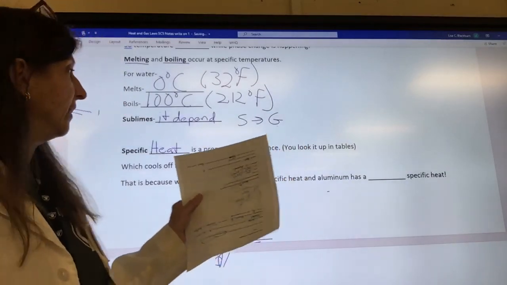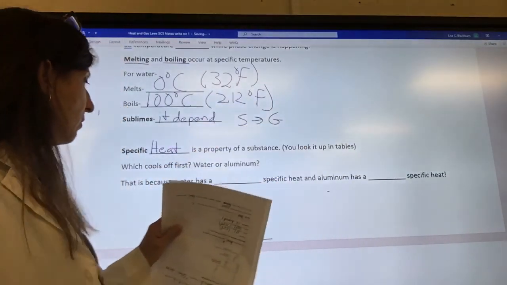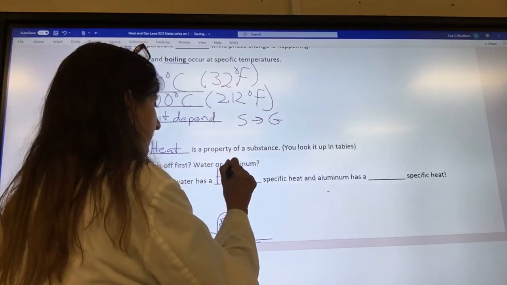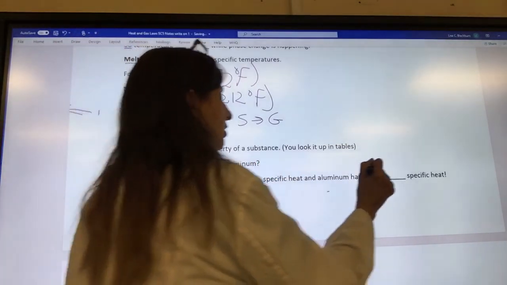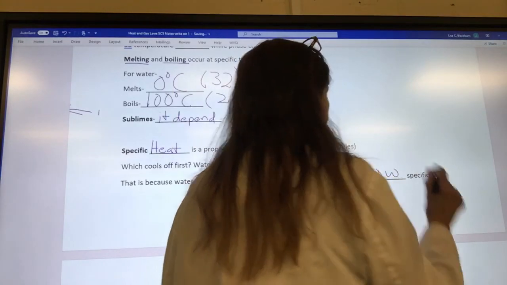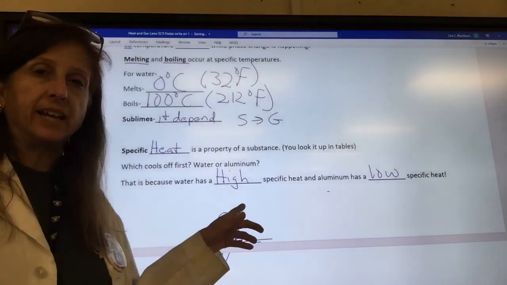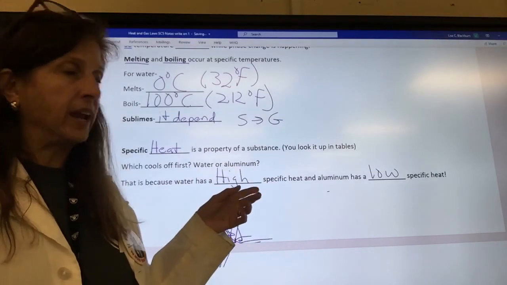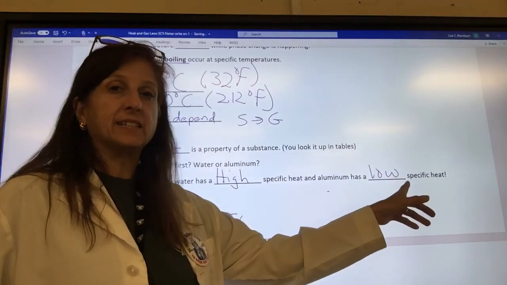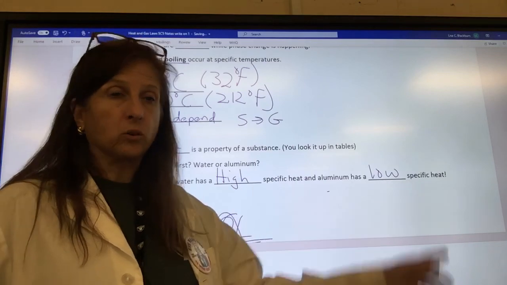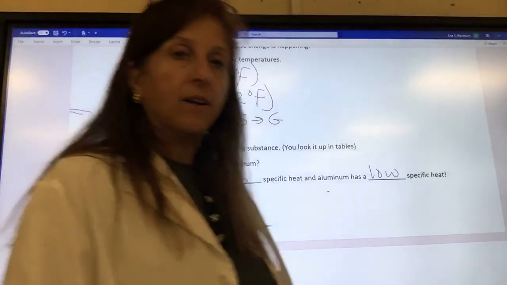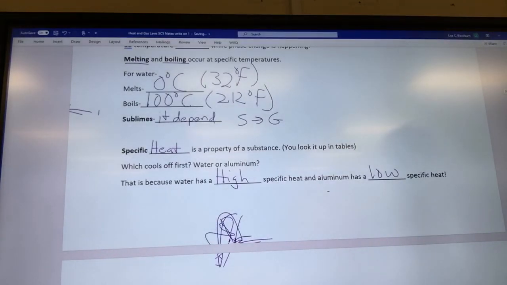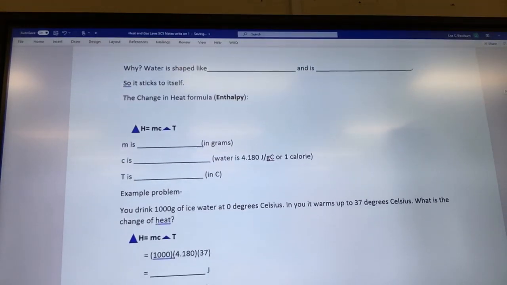This is because they have different specific heats. They have different properties. And water has a high specific heat, and aluminum has a low specific heat. So things with high specific heats take a long time to heat up, but then once they heat up, they take a long time to cool down. Things with low specific heats can heat up quickly, but then they cool down quickly. It's just a property of the substance that has to do with, of course, the atoms. Everything has to do with the atoms, doesn't it?